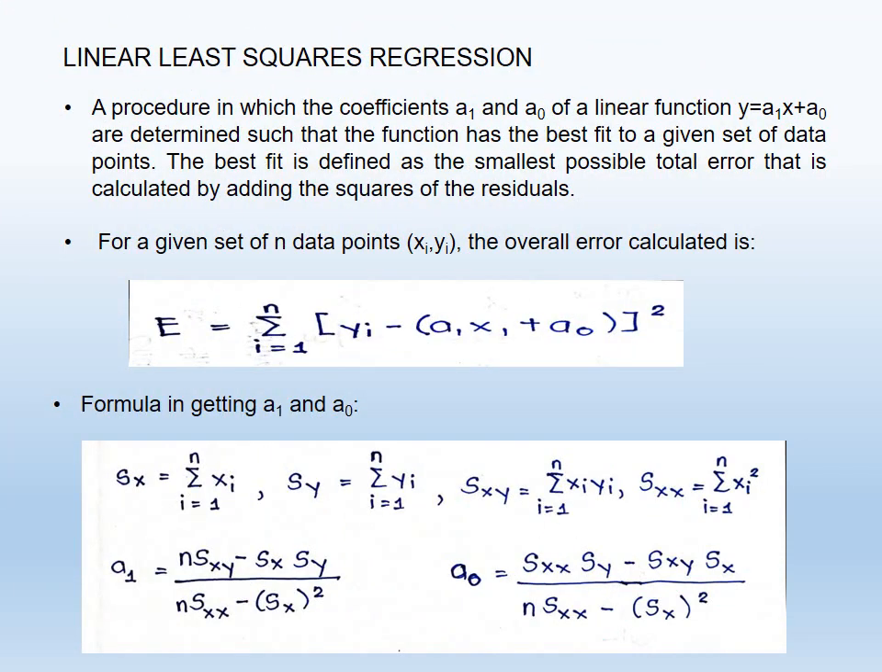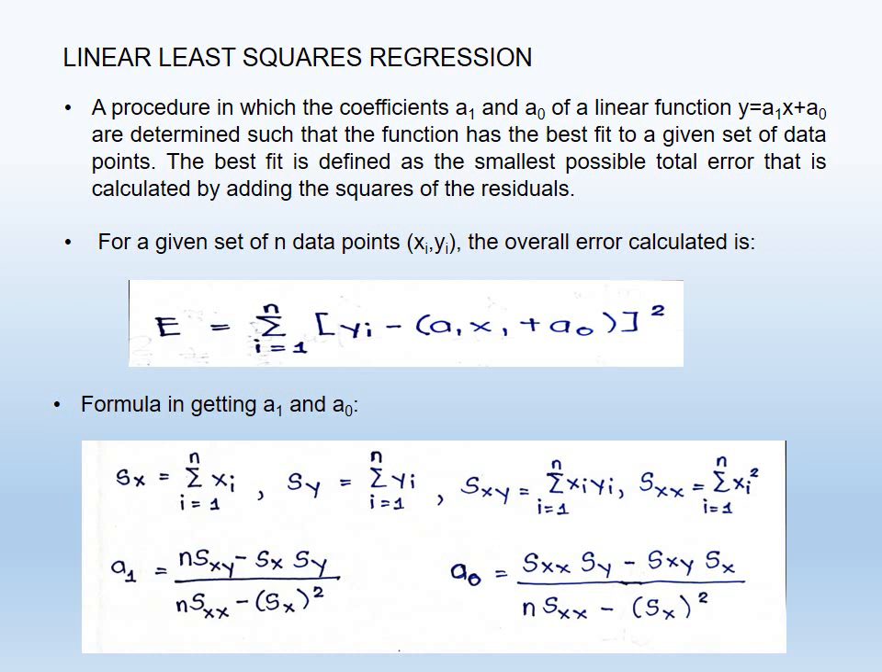Next slide. For better accuracy, let's see how to calculate linear least squares regression. In curve fitting, what we will do is solve for curve fitting or linear equation fitting of data in the form y equals a sub 1 x plus a sub 0. For a given set of n data points, x sub i and y sub i, the overall error is calculated with the formula shown below.